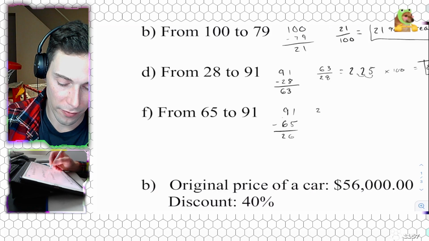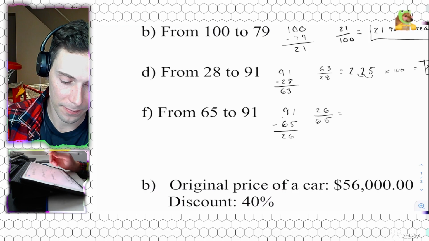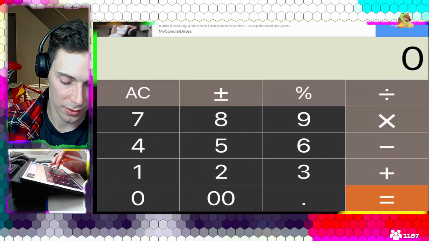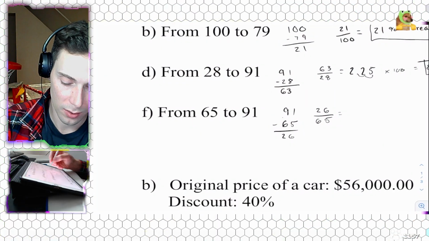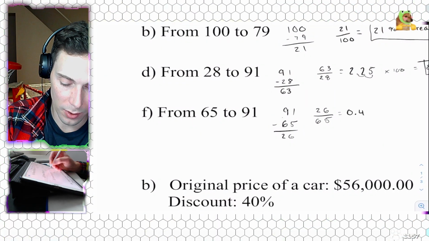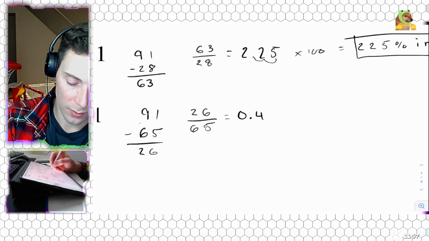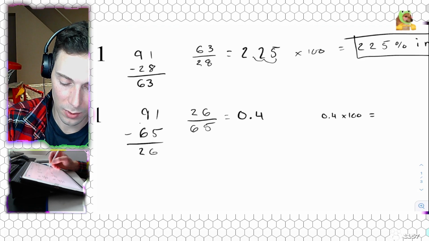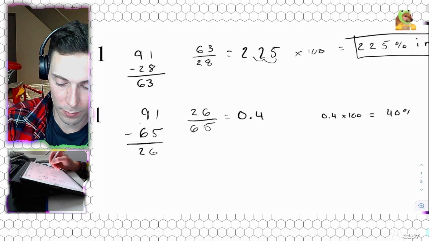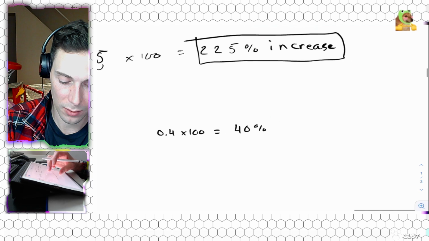26 over 65. What type of growth is this? 26 divided by 65 is equal to 0.4. We can take that decimal and go 0.4 times 100 is going to be equal to 40%. And that's a 40% increase.